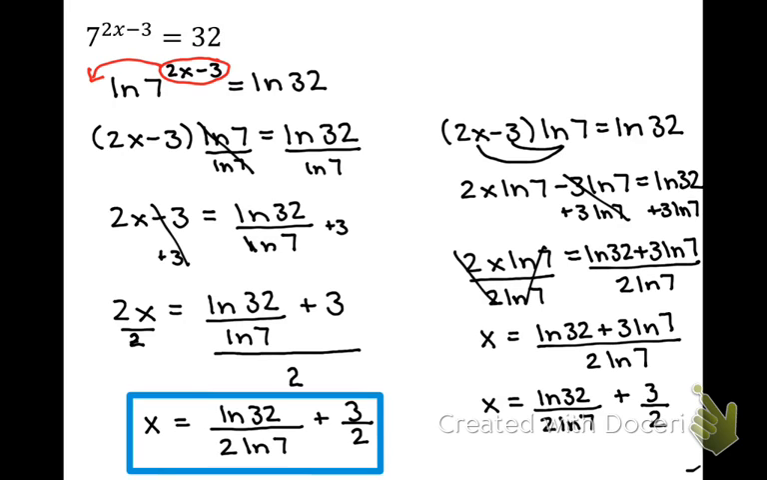So you've got a little bit of options there depending on which one jives better for you. Keep in mind, this is my exact answer. If I want an approximate answer, just make sure you're reading your directions. I'd plug that into my calculator and round to the appropriate number of decimal places.